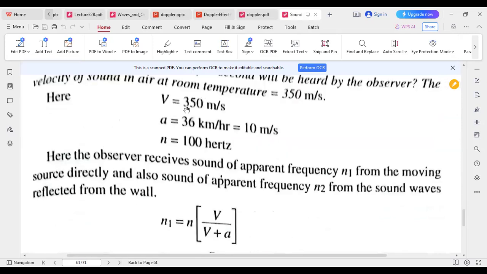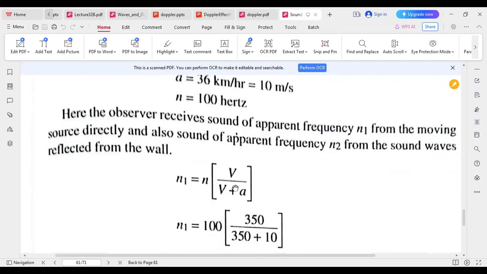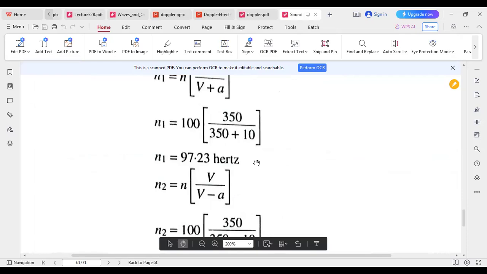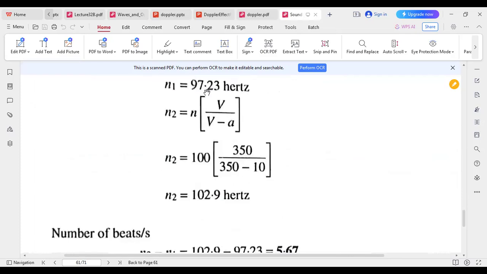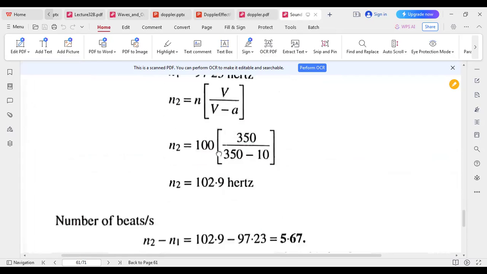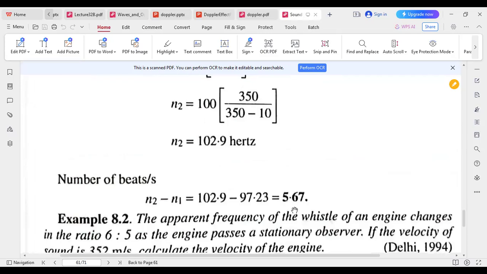The given conditions are b equals 350, a equals 36 kilometer per hour, that means 10 meter per second, and frequency n is 100 hertz. Here the observer receives sound of apparent frequency n1 from the moving source directly, and also sound of apparent frequency n2 from the sound waves reflected from the wall. So n1 equals n into b divided by b plus a. Putting the values, we get n1 equals 97.23 hertz, and n2 equals 102.9 hertz. Number of beats will be n2 minus n1 equals 5.67.